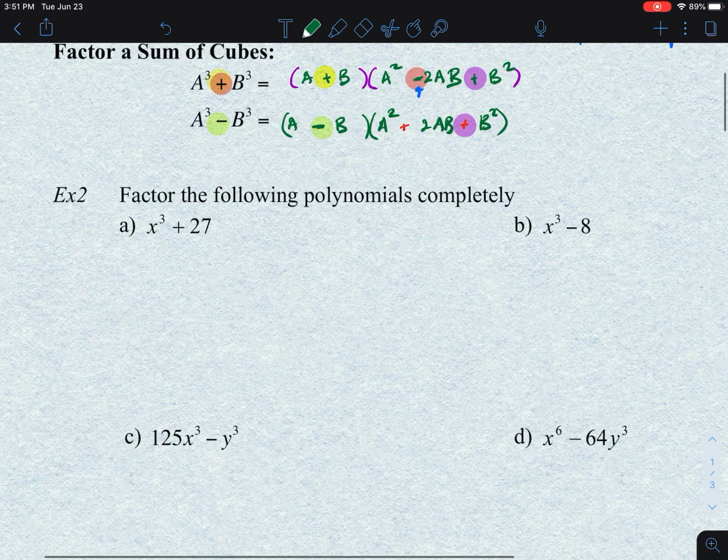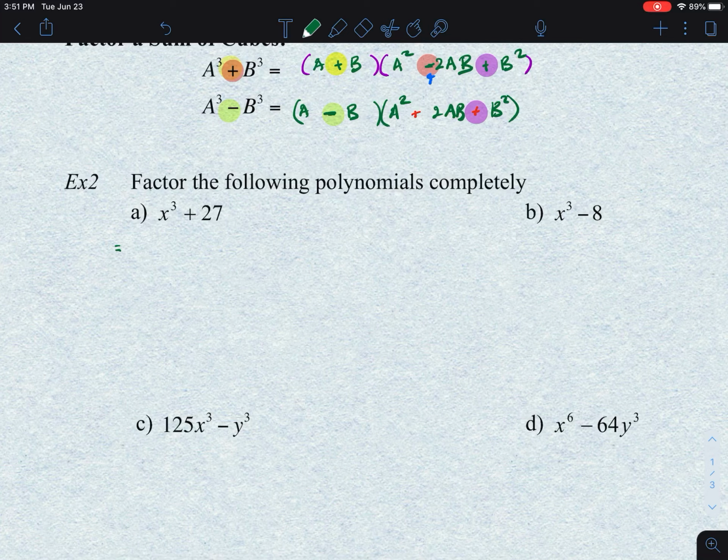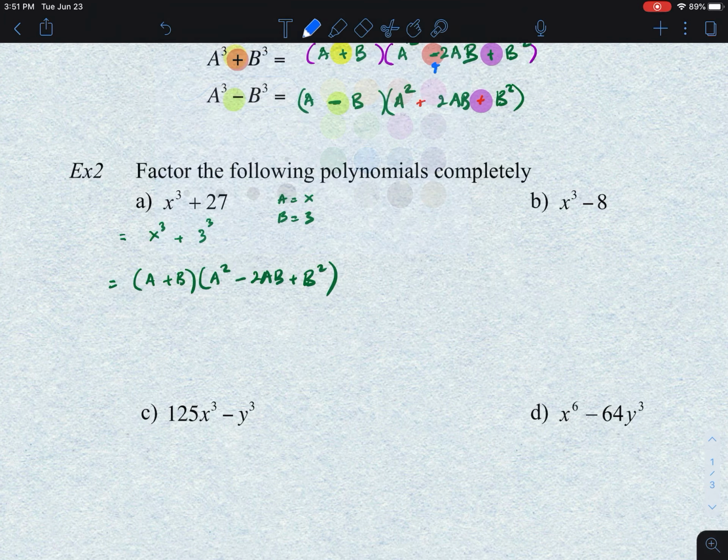x cubed plus 27. This is a sum of cubes, so we can say this is the same thing as x to the third plus 3 to the third. So a is x, b is 3. The formula says it is a plus b times a squared minus 2ab plus b squared. So we can just plug that into the formula. A is x, so it's x plus 3 because b is 3. Then a squared is x squared, minus 2 times a is x, b is 3, so that would be 2 times 3x.